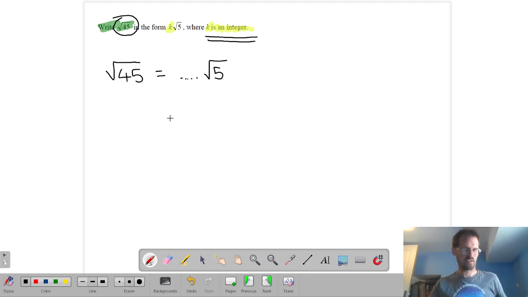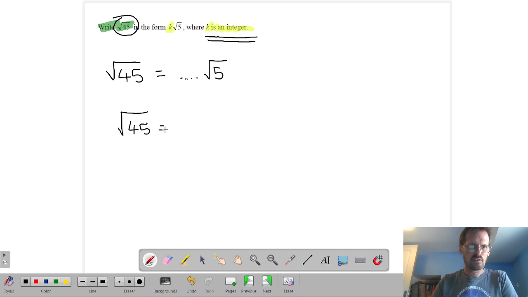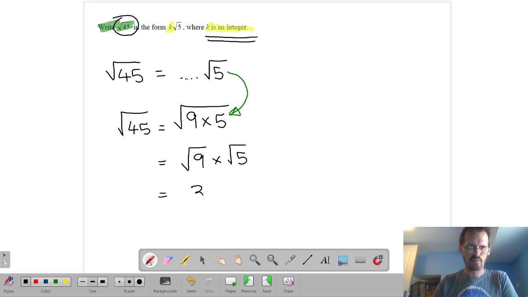So we need to write this in the form of something times root 5. Now that's just another way of saying simplify root 45 and end up with an answer which is something root 5. Okay, so we're going to simplify root 45, and we know that 45 is 9 times 5, don't we? And if you can't immediately recognise that, there's a bit of a clue in that you have to end up with a root 5 there. So that's going to become, separating them out, root 9 times root 5. We know what root 9 is, it's just 3, and that is 3 root 5.